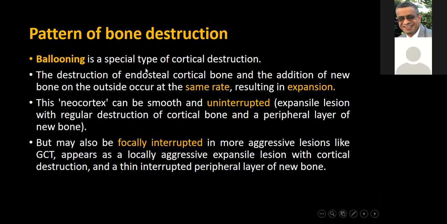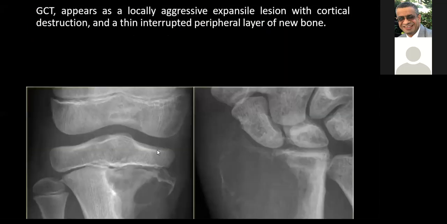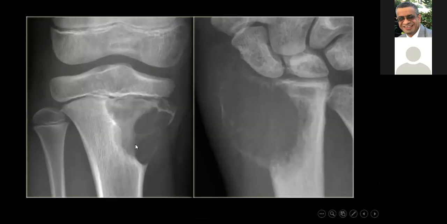Ballooning is a special type of cortical destruction. The destruction of endosteal cortical bone and the addition of new bone outside occur at the same rate, resulting in expansion. The new cortex is either uninterrupted or maybe focally interrupted. On the left, we see an expansile lesion with regular destruction of cortical bone and a peripheral layer of new bone formation. While on the right, there is a locally aggressive expansile lesion with cortical destruction and a thin interrupted layer of new bone in a case of giant cell tumor.